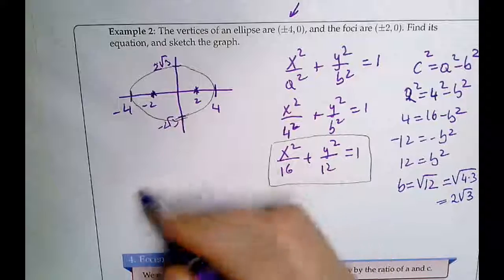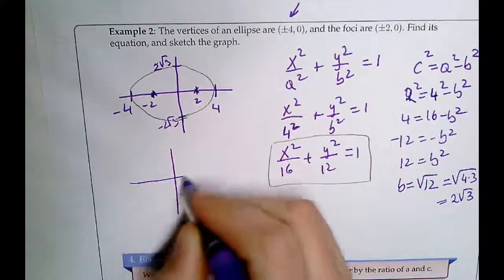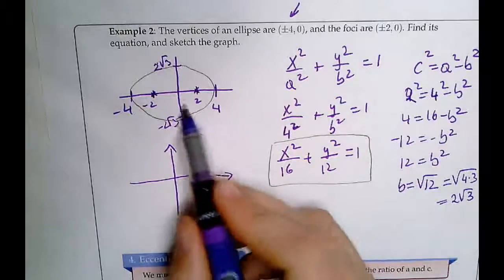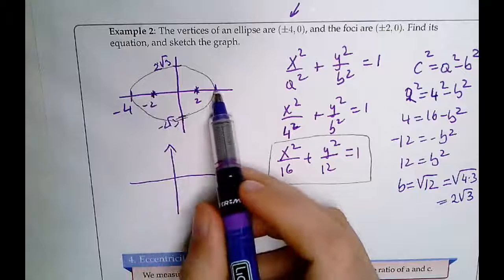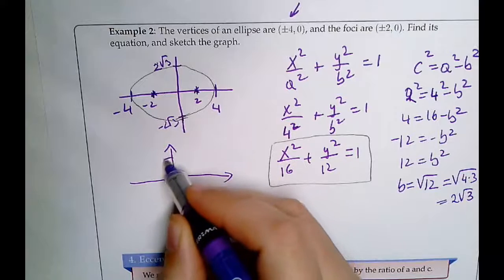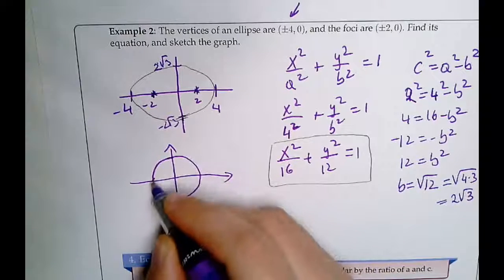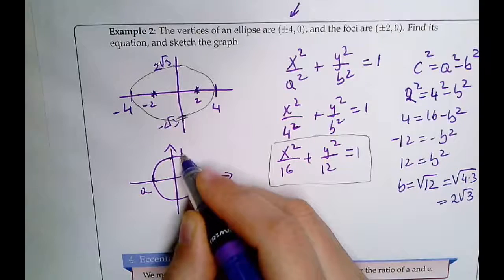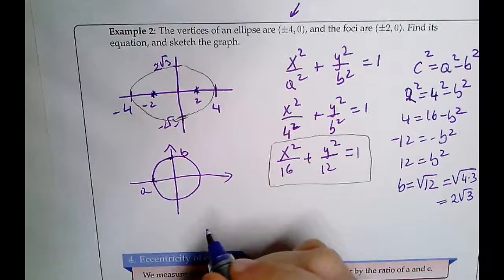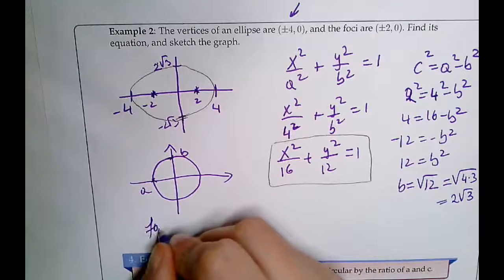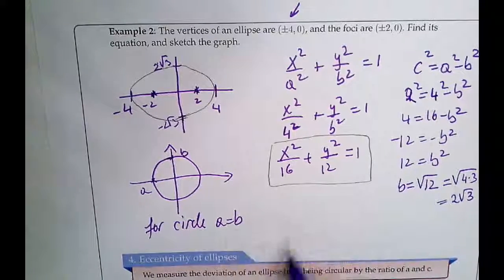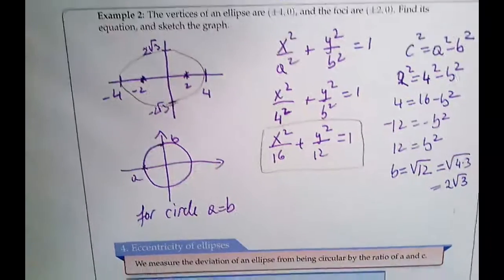What would have to happen for an ellipse to be a circle, actually? Well, we would have to have that the minor axis and the major axis are equal. So to have a circle, we should have that the A and the B are the same. We will talk more about circles in 11.4.